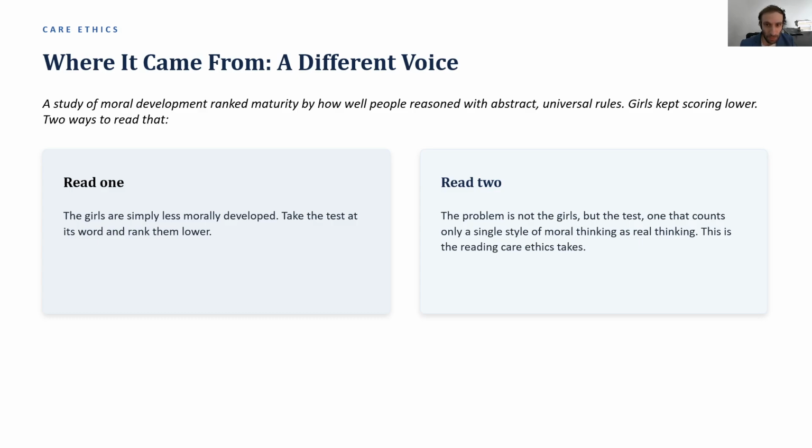Yet there was something very odd in the data. When the girls were tested against this model, they kept scoring lower than the boys. Now you can read that result in two ways. One way is just to conclude that girls are simply less morally developed, but that doesn't seem true. The researcher thought that conclusion was suspicious, so she wondered whether the problem was not with the girls, but the test, a test that only counted one style of moral thinking as real thinking.